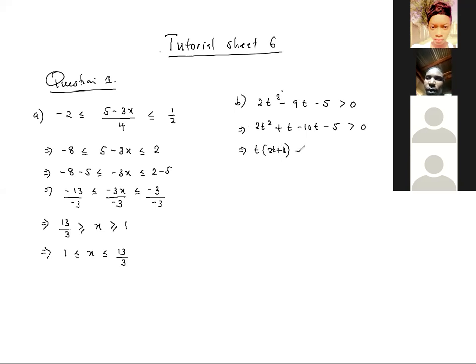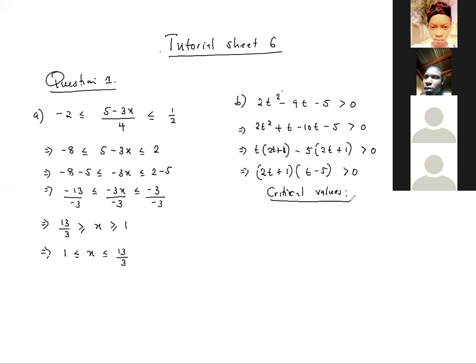And then you factor out 5. Again, you have 2t plus 1 greater than 0. And this is going to give you 2t plus 1 and t minus 5 greater than 0. Then, in this case where you have a product, you get what you call the critical values. These values are neutral in terms of signs. When you substitute them in your expression on the left, the values won't tell you if they are greater or less than 0.